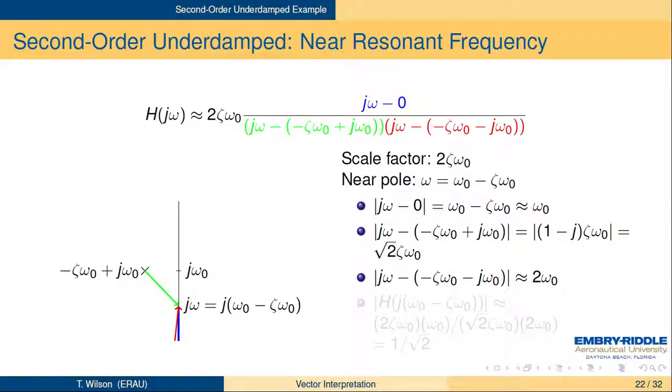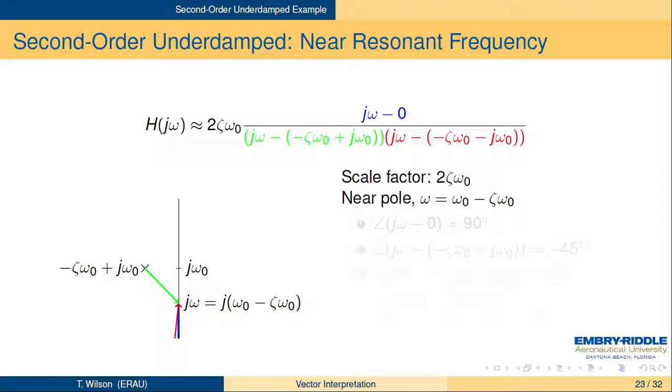The length of the vector from the negative imaginary part pole is basically twice omega 0, because we're up near omega 0, and it's coming from down below near minus j omega 0, so that length is about 2 omega 0. So when we go to do the magnitude, we've got the scale factor, 2 zeta omega naught, times omega 0, the length of the vector from the 0, divided by the product of the lengths of the vectors from the poles. One of those is root 2 zeta omega naught, one of them is 2 omega naught. And when you cancel out all the omega naughts and cancel out the zetas, you get 1 over root 2.